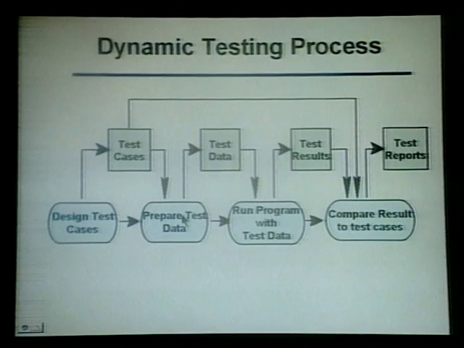Test data is basically only the inputs which will be given to the software to test it. So we get the test data. Once we have the test data, we run the program with our test data, and of course we check the test, we get the test results. The results obtained from the program are compared with the test cases, and then we prepare a test report which indicates whether our system has some errors or not.